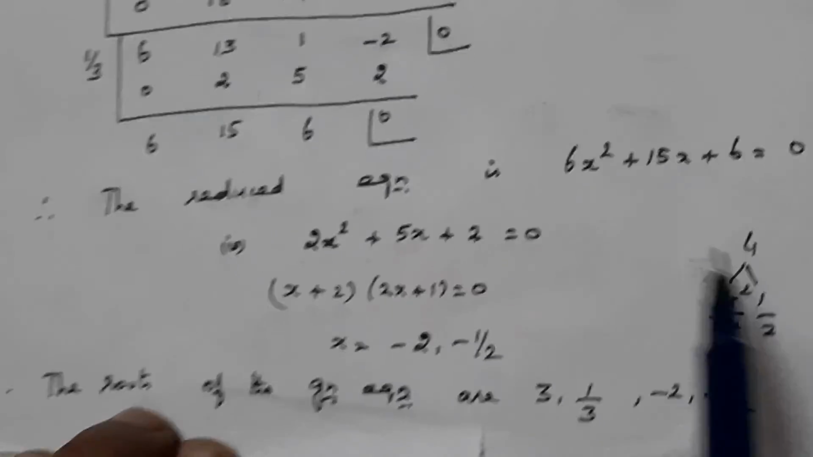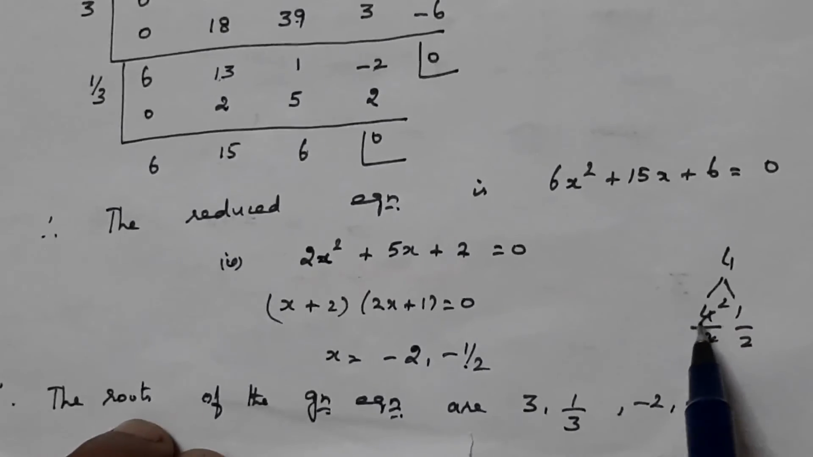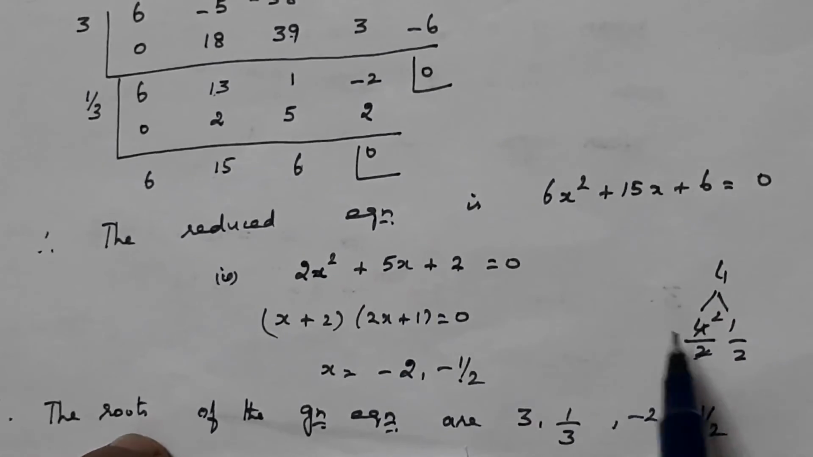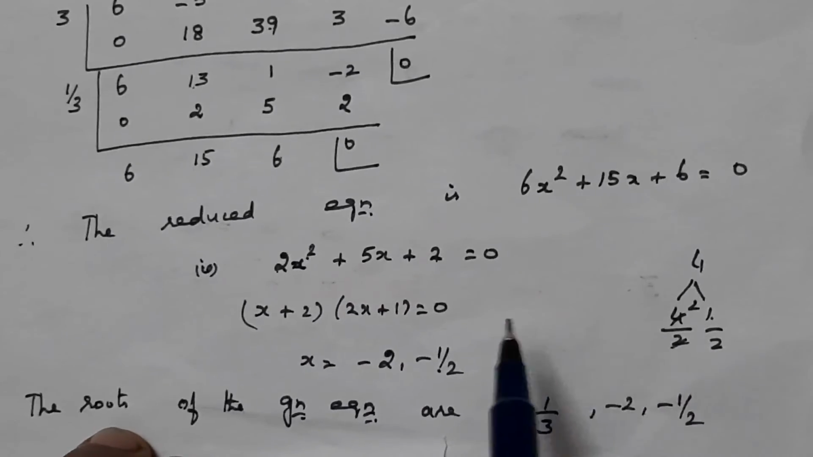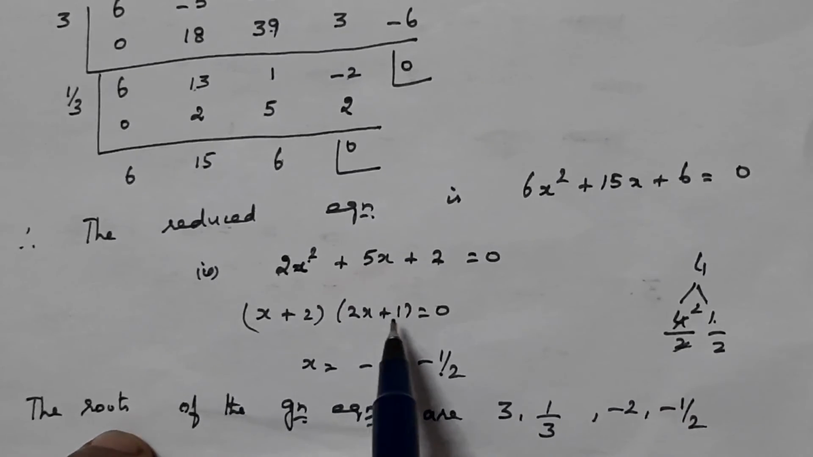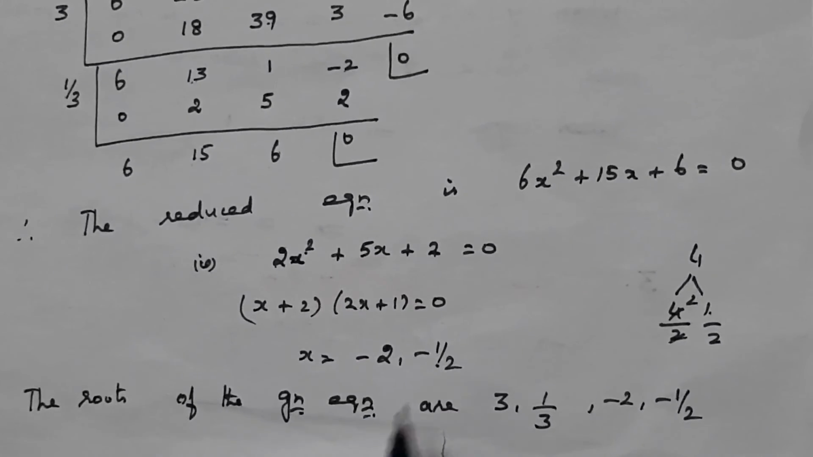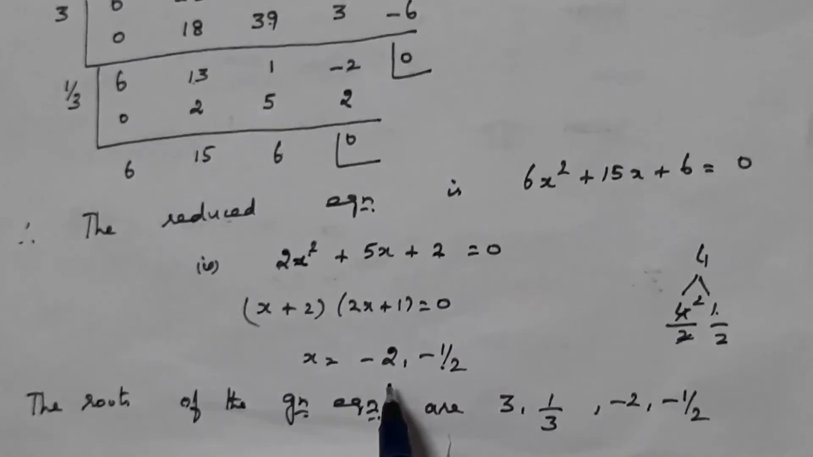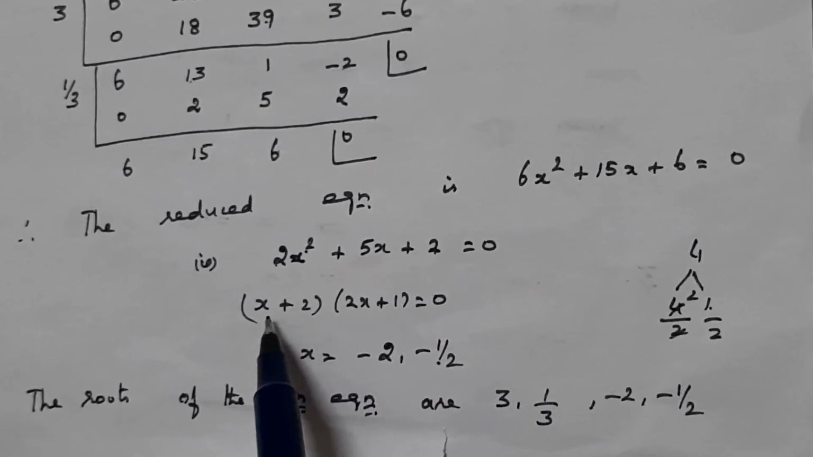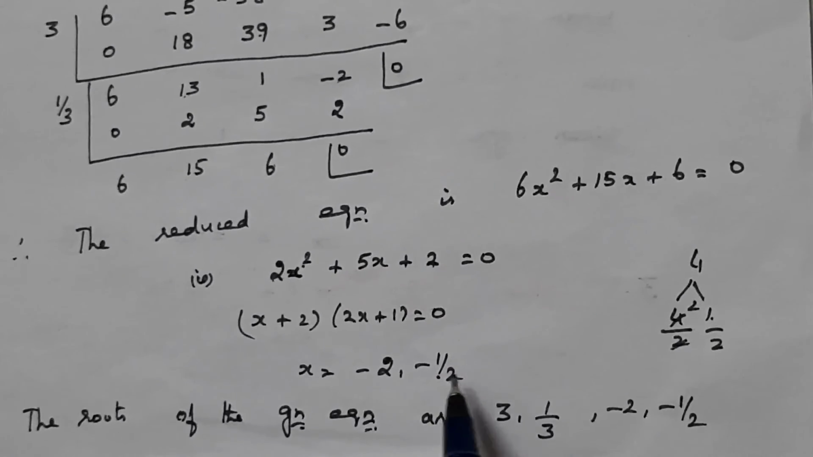So what would be the product of the constant term and the coefficient of x squared? 4. And what are the factors of 4 whose sum is plus 5? 4 and 1. As the coefficient of x squared is 2, dividing by 2, we get the factors as x plus 2 into 2x plus 1 equal to 0. So what would be the value of x? Minus 2 and minus 1 by 2. Okay. So if you have such an equation, immediately you can write down the factors, and then we can write down the value of x like this.